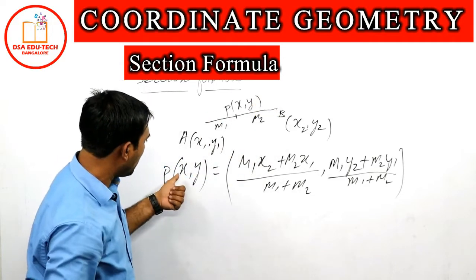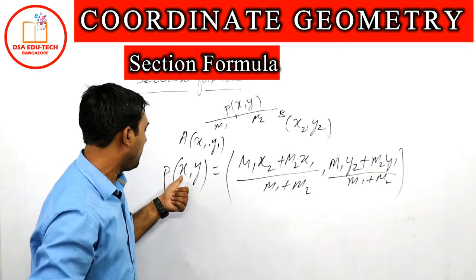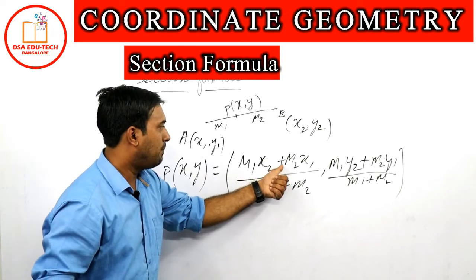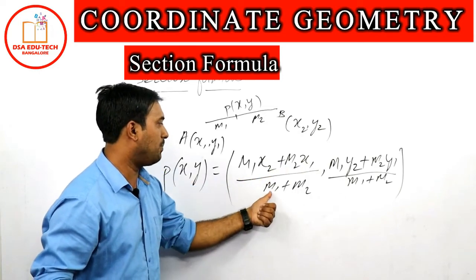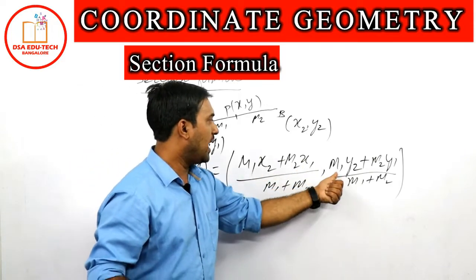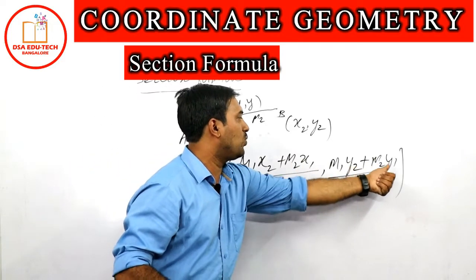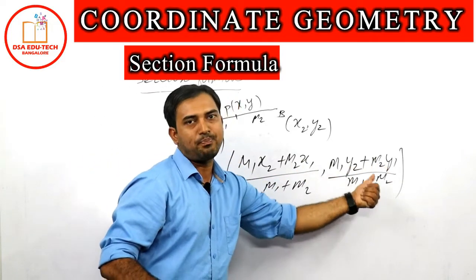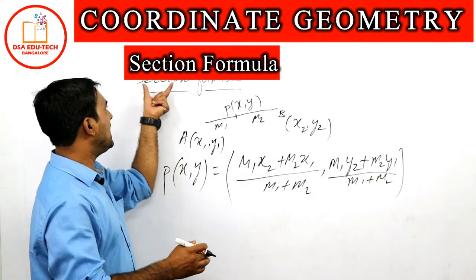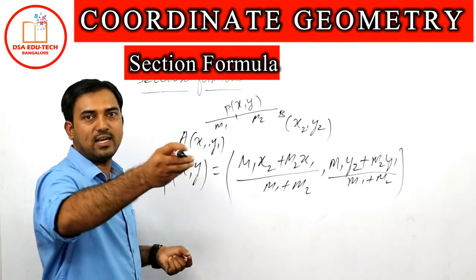So the formula can also be written in one more way. x is equal to (m1 x2 plus m2 x1) divided by (m1 plus m2), and y is equal to (m1 y2 plus m2 y1) divided by (m1 plus m2). By using this formula, we can find the section of a given line.